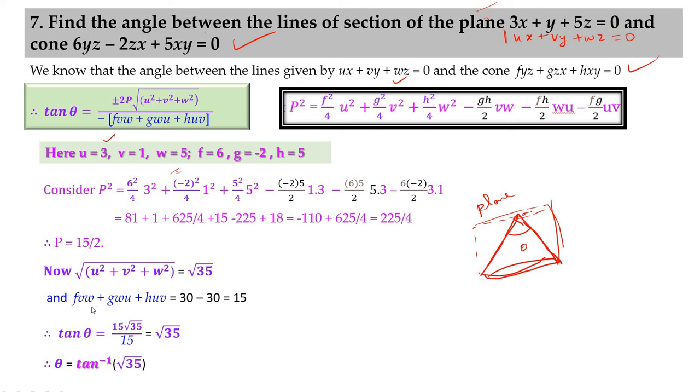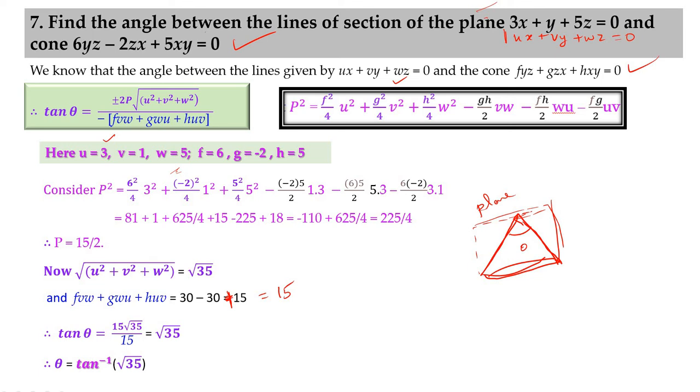Now coming to this one, square root of u square plus v square plus w square, you have that to be 3 square plus 1 square plus 5 square. So you have that to be 35, square root of 35. P is this. Square root of u square plus v square plus w square is this. In the numerator, we have computed these two. Now coming to the denominator, you just substitute the values of f, g, h, u, v, w, you get this, 13, this is plus 15, plus 15, and that is equal to 15.